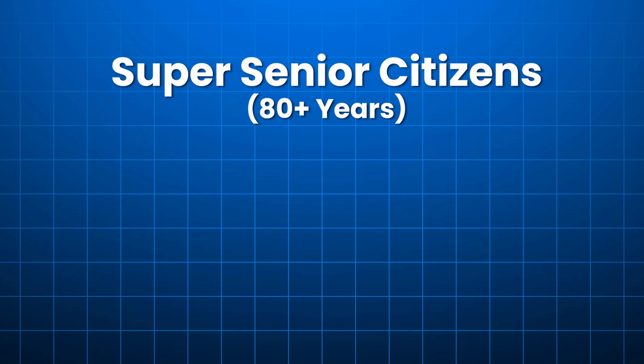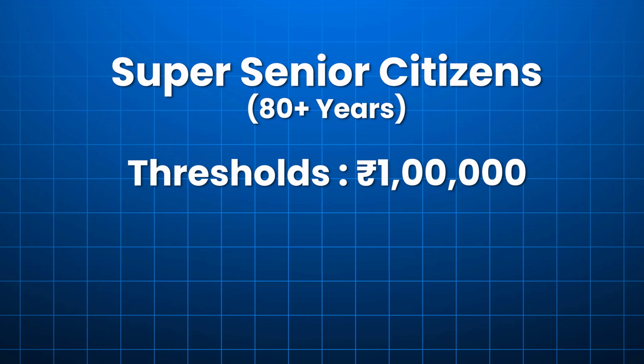Without PAN, 20%. And for a super senior citizen, that is 80 plus years of age, the threshold is 1 lakh and the rate is the same. So, to conclude, if your interest is above these limits, your TDS is deductible at 10% with PAN and 20% without PAN.